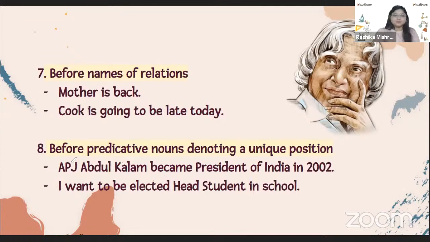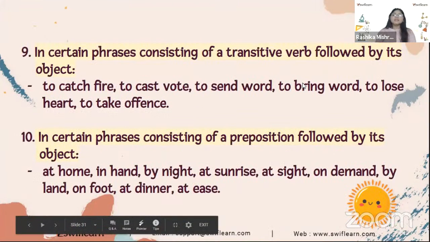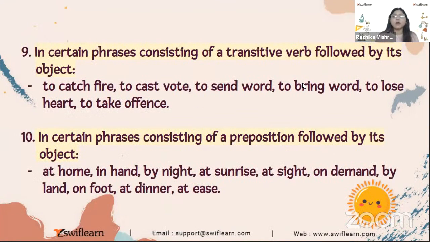Now let's come to another point. Ninth case: in certain phrases consisting of a transitive verb followed by its object. If we have some transitive verb in a sentence, we will not use any article before it. This would be incorrect.